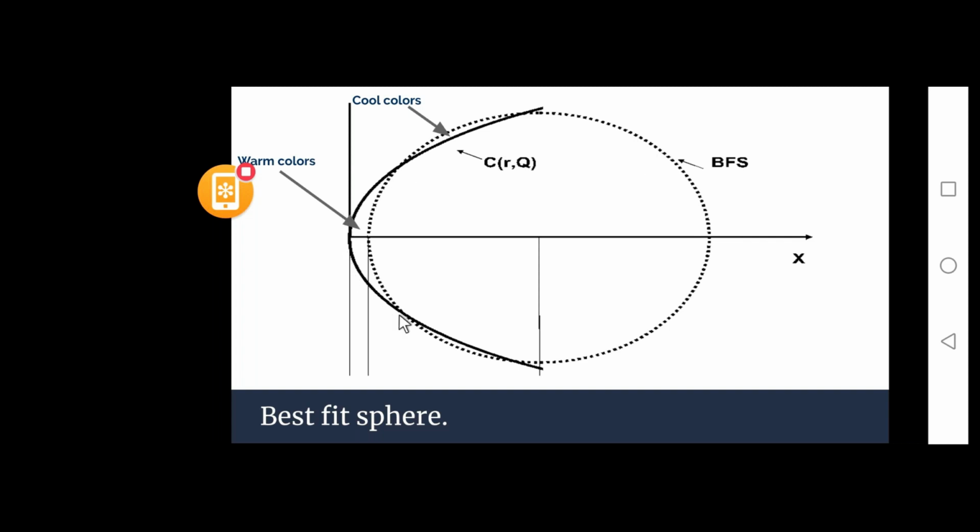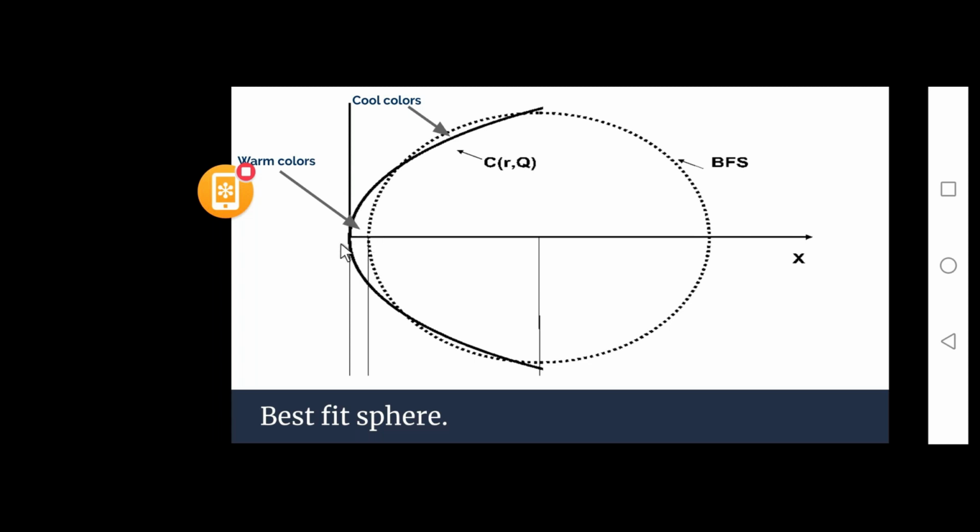And there is a complete arc, which is the cornea. Now this cornea is compared with this best fit sphere. What do I mean by best fit? This is a sphere which is almost equal in curvature to the patient's cornea. So it will superimpose both of them, and it will see how high the cornea is in reference to the best fit sphere.